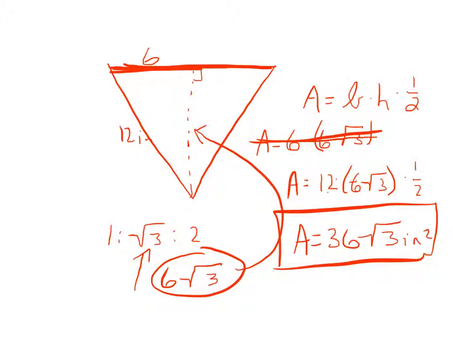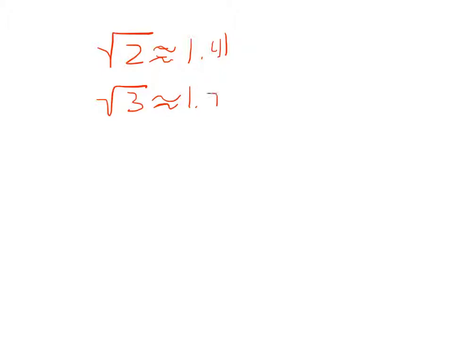Now, to estimate these measures, square root of 2 is approximately 1.41, and the square root of 3 is approximately 1.73. So we can use those here, and example 5 gives us an opportunity to estimate.